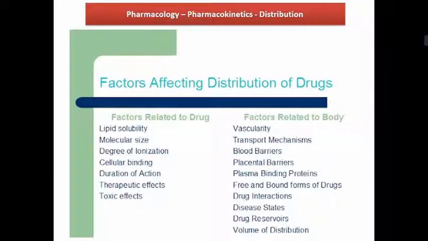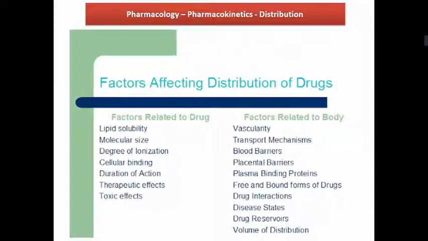Okay, molecular size, I have mentioned it already that there is a range from less than 100 or molecular weight or more than 1,000. So I only mentioned it yesterday. The degree of ionization, cellular binding, and the duration of action. So the longer that the drug will stay in your body, the longer it will have its action. Then the expected therapeutic effects, and then, of course, the toxic effects.